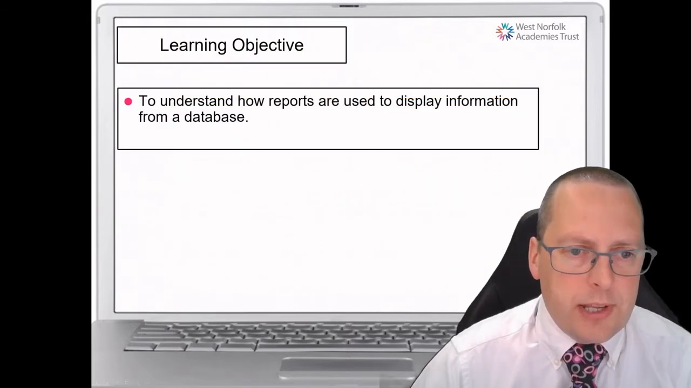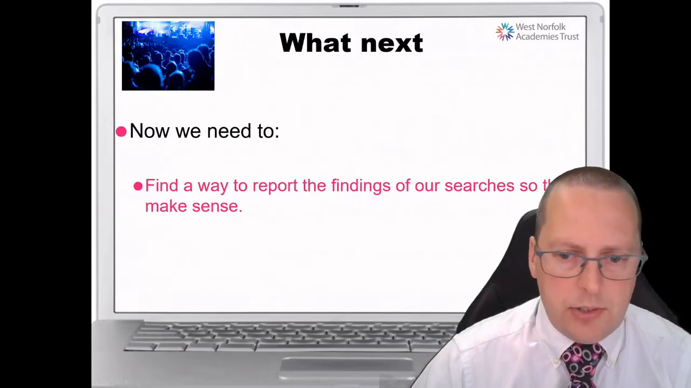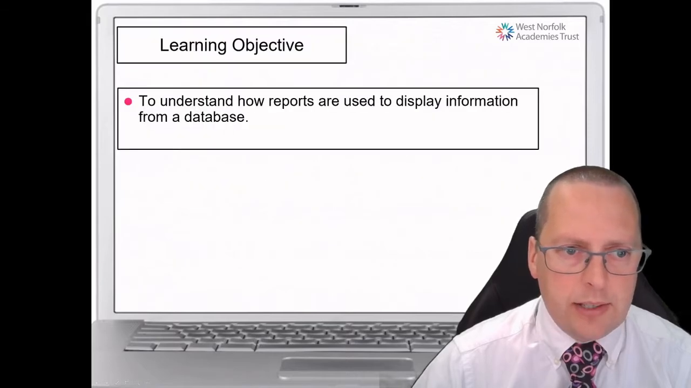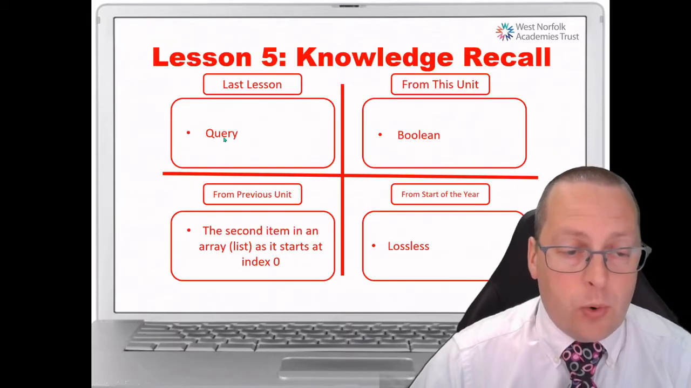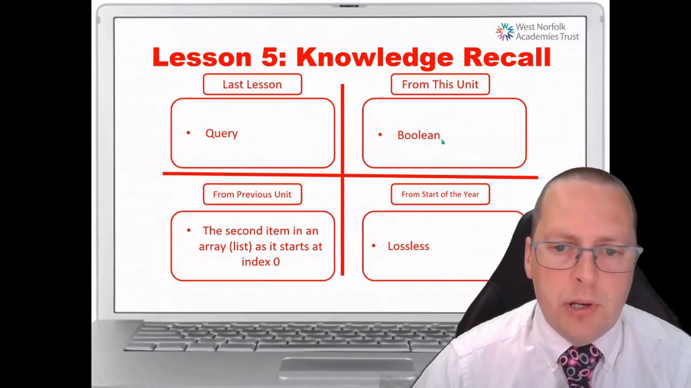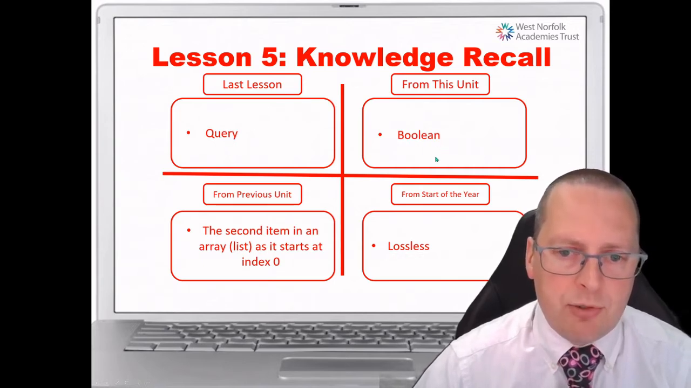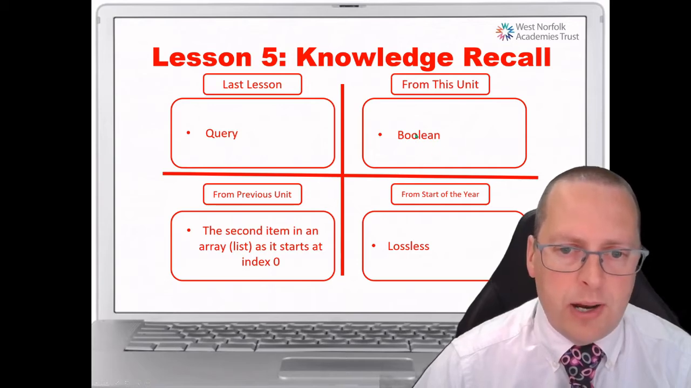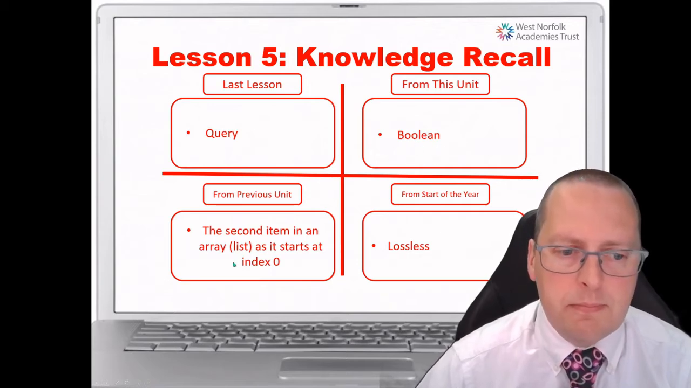Hopefully you've got the answers. Just go back a stage. Hopefully we've just got the answers: a query is a search of information on a database. Boolean is a data type where we have true or false or on or off, so where it's one value or another, so that's Boolean.